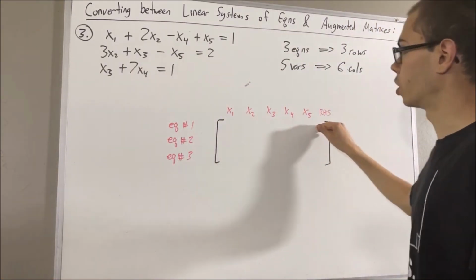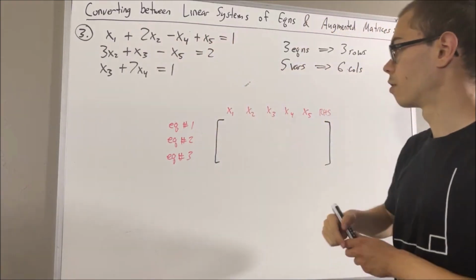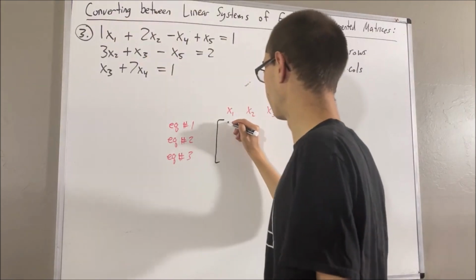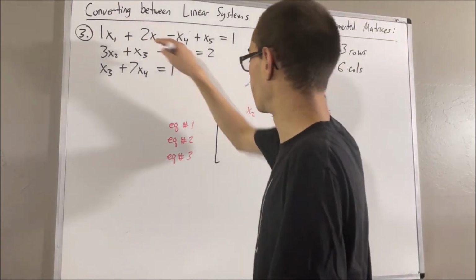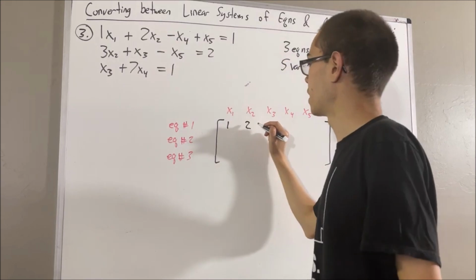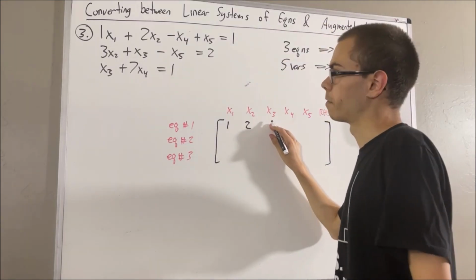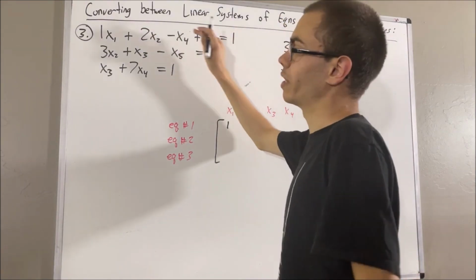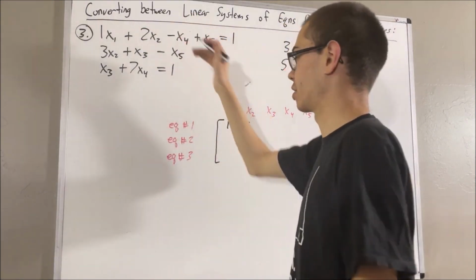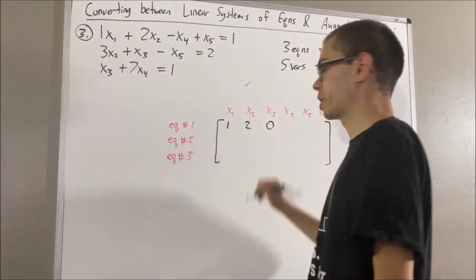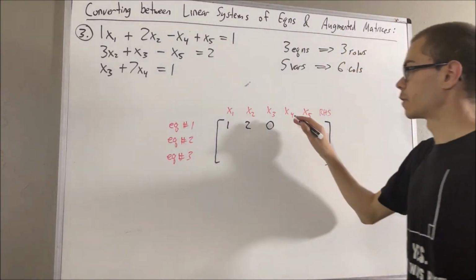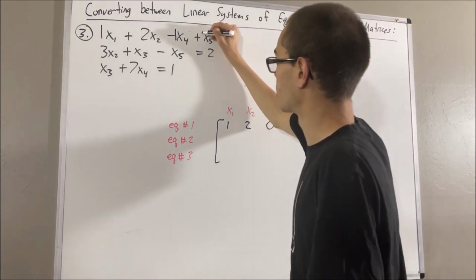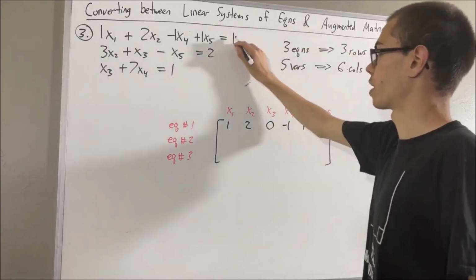Starting with the first row, we're looking at our first equation, right? And the coefficient in front of x1 is a 1. The coefficient in front of x2 is a 2. And what about the coefficient in front of x3? Well, in our first equation, there is no x3 term. So we can think of it as though we have a plus 0 x3. And so the coefficient in front of x3 is really a 0. So for x4, we have a minus 1. For x5, we have a plus 1. And the number on the right-hand side is a 1.